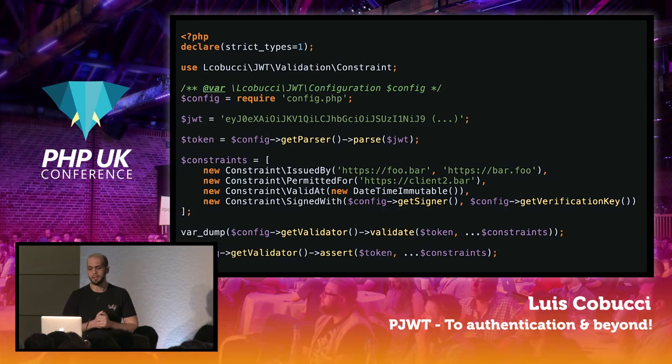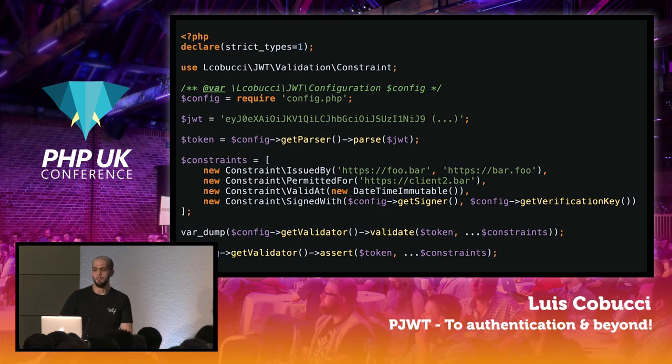Here I'm basically checking if the token was issued by me, is permitted for this client, and it's valid at now, and it was signed with my signer and verification key, which is my public key.